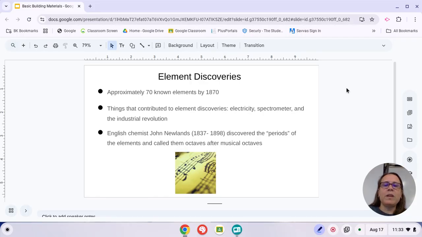Okay, and we kind of went through an evolution. We had some different chemists come up with some different ideas, and this one chemist, Mr. Newlands, discovered the periods of the elements and called them octaves because he noticed a repetition. Just like in music, we say A, B, C, D, E, F, G, A, B, C, D, E, F, G, and we call them scales. Similar sort of thing he saw in elements, okay?